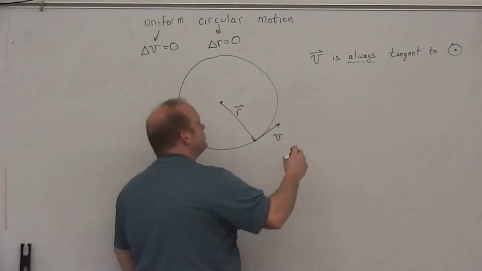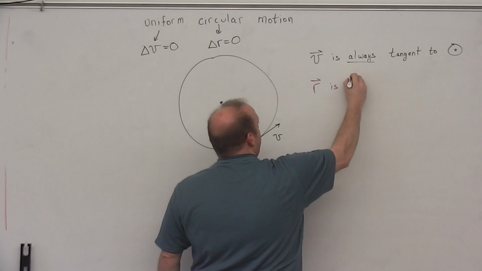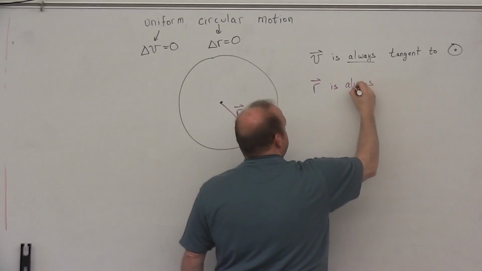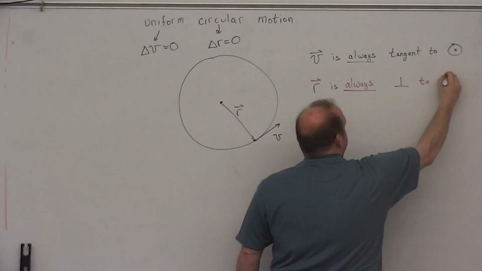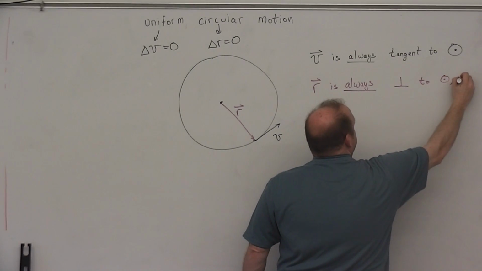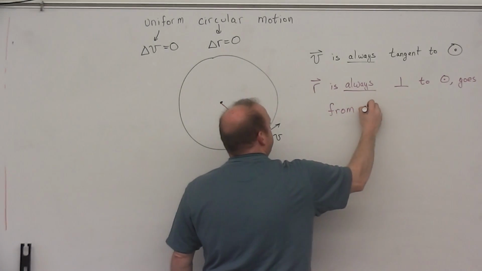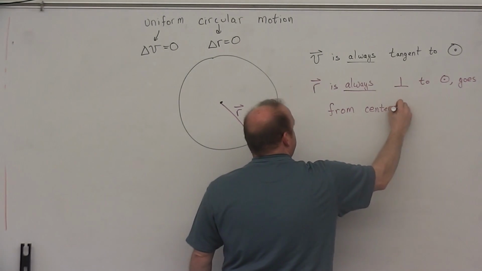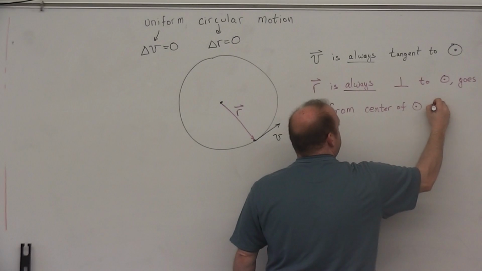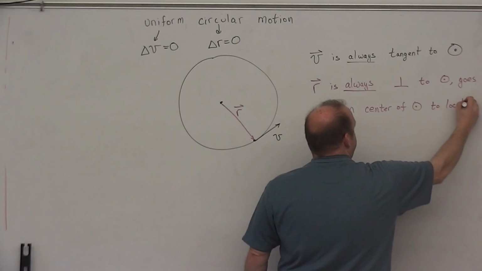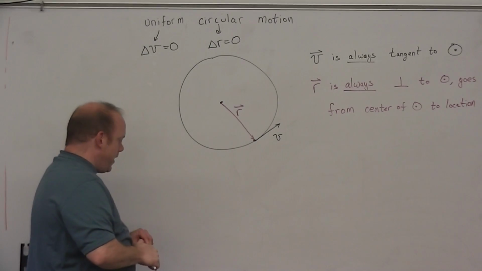R is always perpendicular to the circle and goes from the center of the circle to its location.